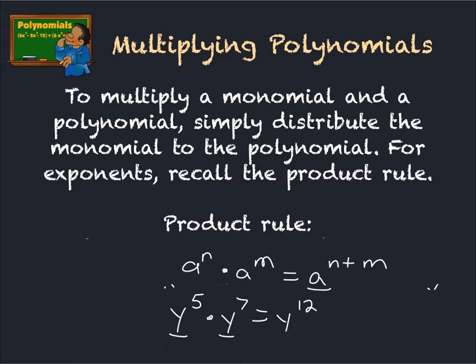That's the product rule. When you are multiplying a monomial or two monomials, you need to remember the product rule, which is just adding these.